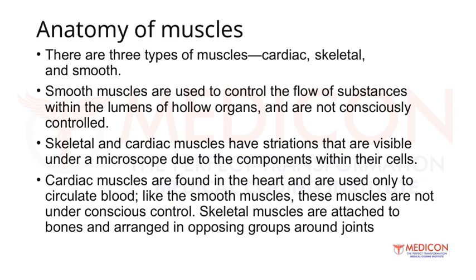Skeletal muscles, however, are attached to bones and are responsible for voluntary movements. They are arranged in opposing groups around joints, enabling movements like bending and straightening. Understanding these differences is key to appreciating how our muscles support various functions, whether voluntary or involuntary, and how they work together to keep us moving and alive.